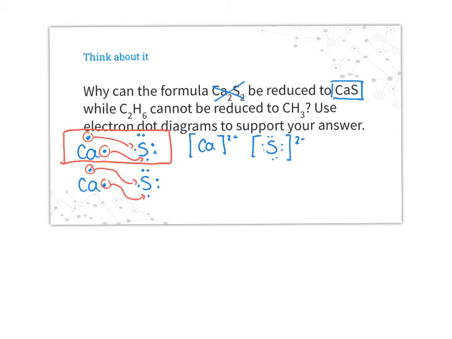Remember, these 2's can be reduced. We divide each of these subscripts by 2 and we get calcium sulfide. This sometimes arises if you were doing the drop and cross method.